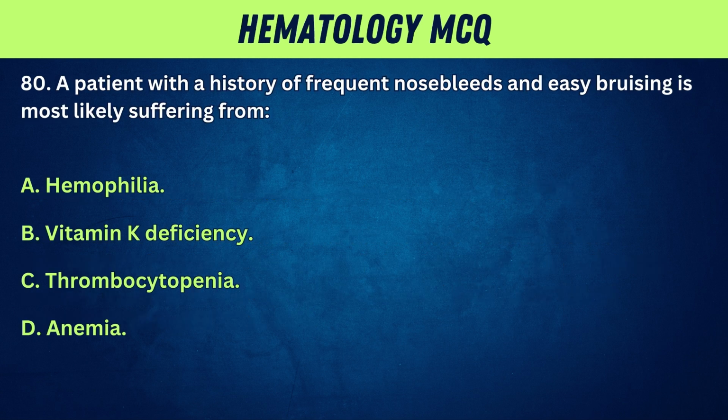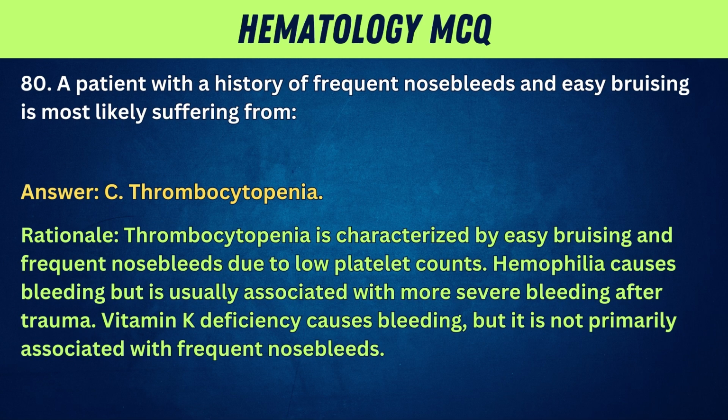80. A patient with a history of frequent nosebleeds and easy bruising is most likely suffering from A. Hemophilia. B. Vitamin K deficiency. C. Thrombocytopenia. D. Anemia. Answer: C. Thrombocytopenia. Rationale: thrombocytopenia is characterized by easy bruising and frequent nosebleeds due to low platelet counts.